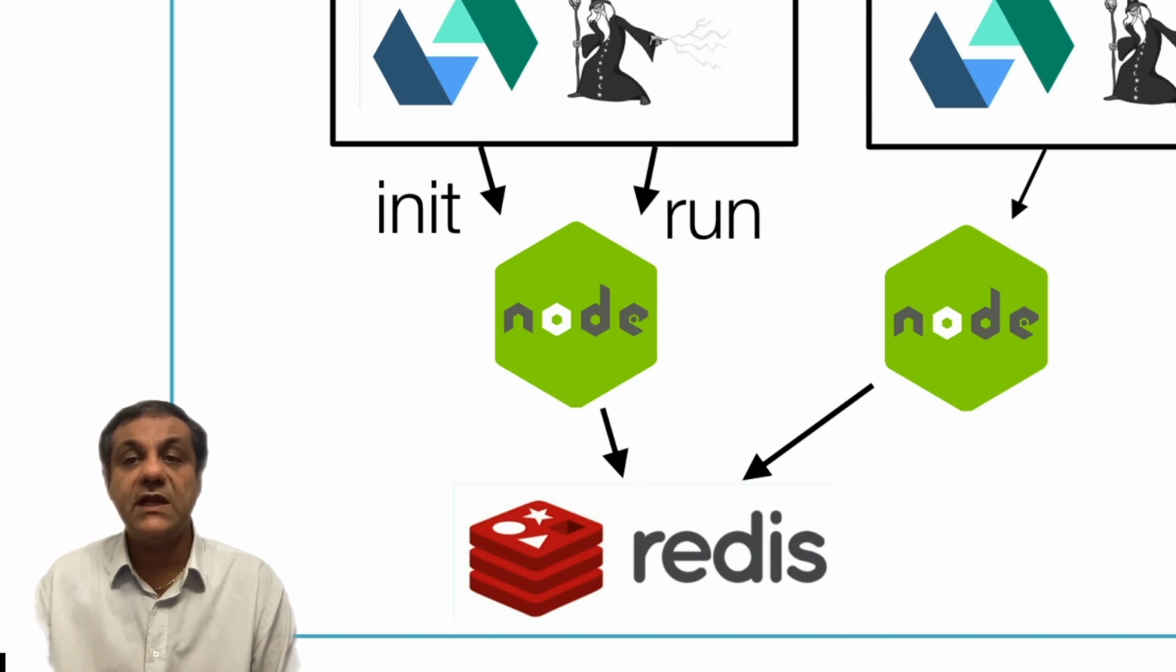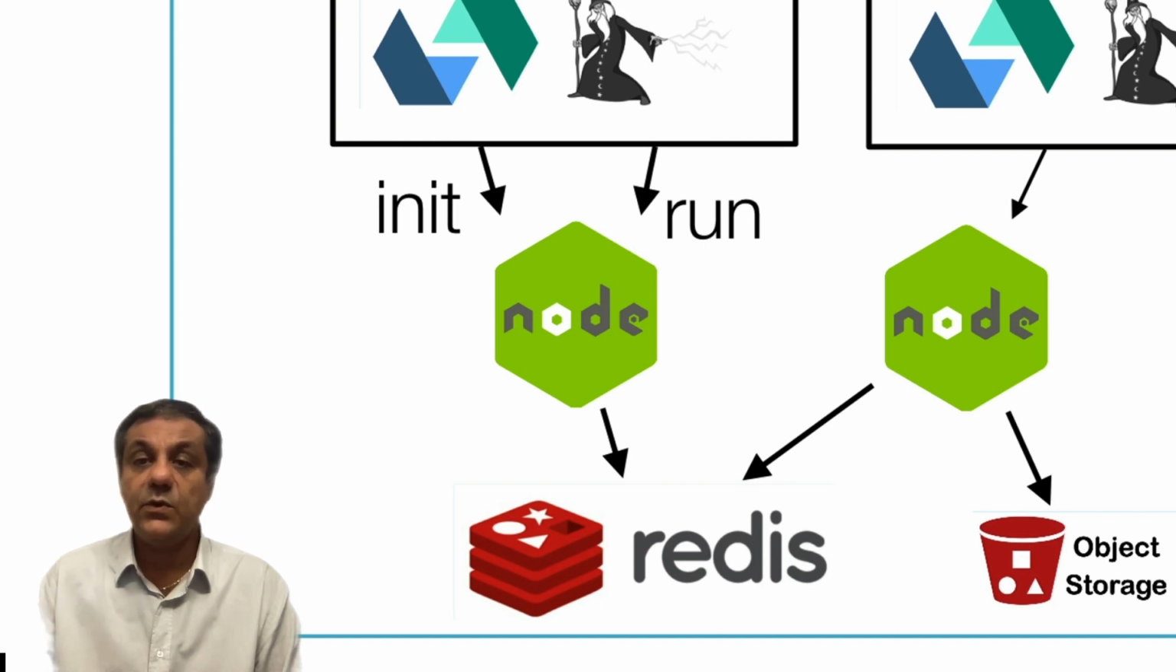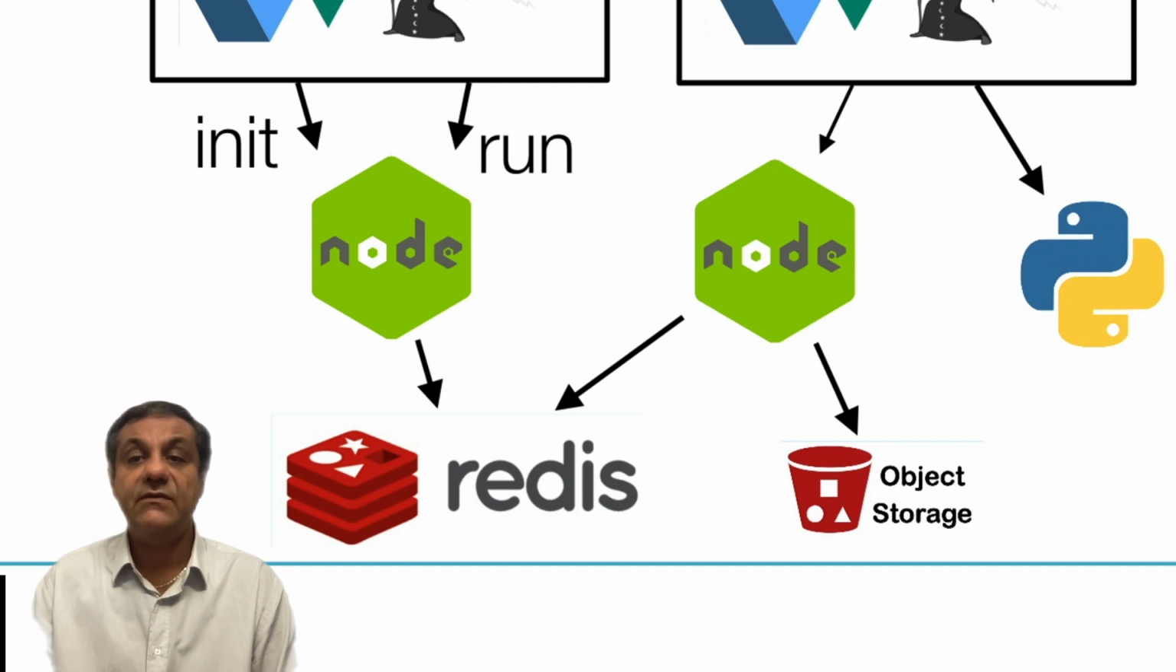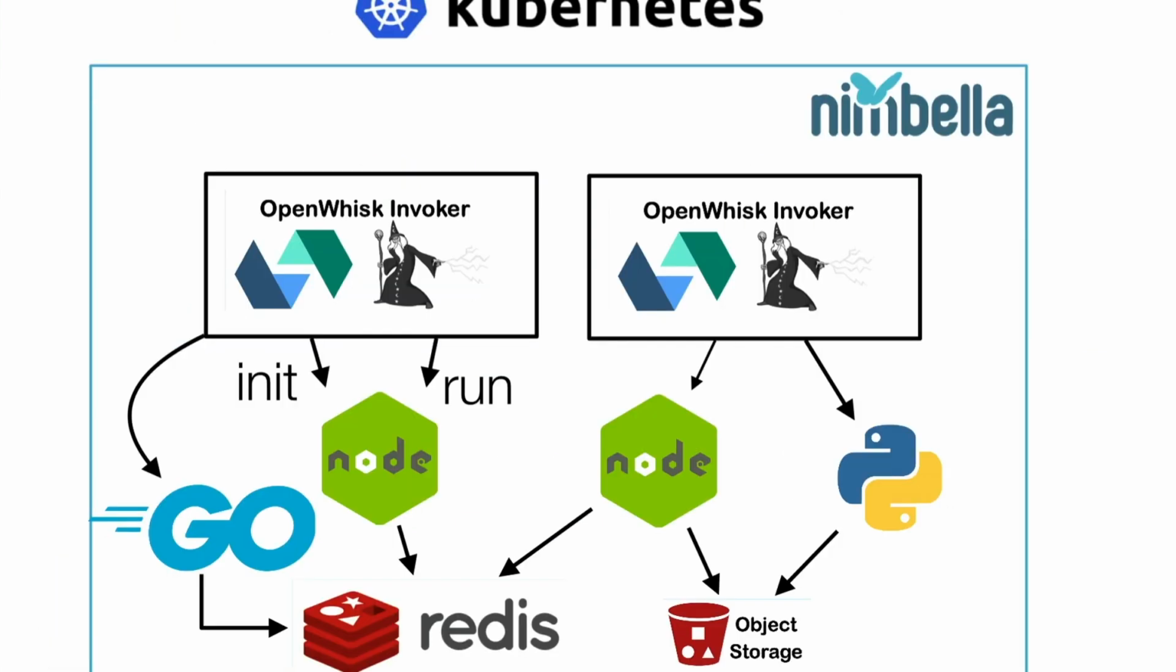To keep state, we use an in-memory cache like Redis. To keep larger blobs of data, we use cloud-native object storage. Depending on the underlying cloud, we use Amazon S3 or compatible object storage. You can use runtimes for many different programming languages. For example, you can use Python instead of Node.js. Another frequently used language is Go. There are runtimes available for all the more used programming languages. All those languages can collaborate and share the same state, kept in Redis and object storage.